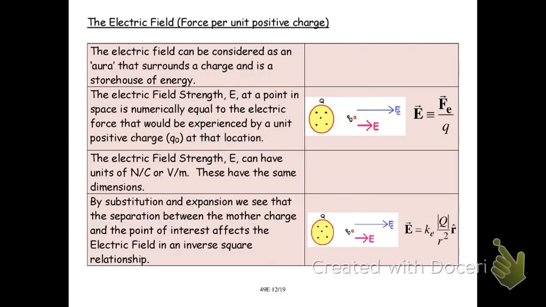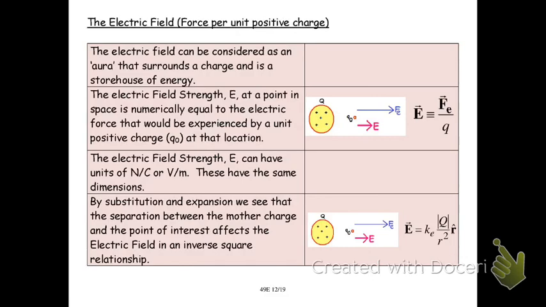So we say the electric field can be considered as an aura. Oh man, don't write that in your graduate essay. It surrounds a charge and is a storehouse of energy. An aura just meaning it's invisible. I suppose auras are not invisible when I think about it, but it's one of these things where it's an abstraction.